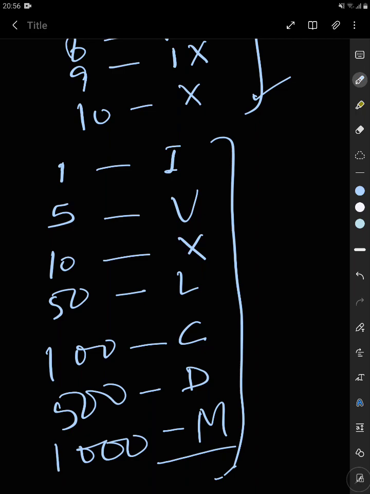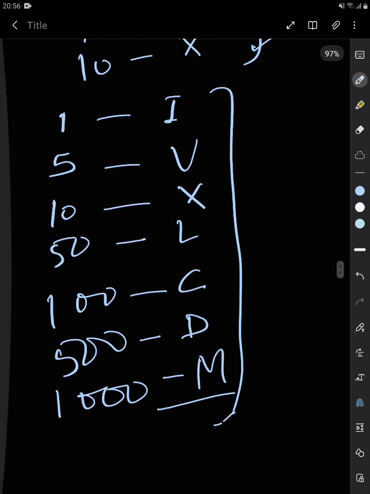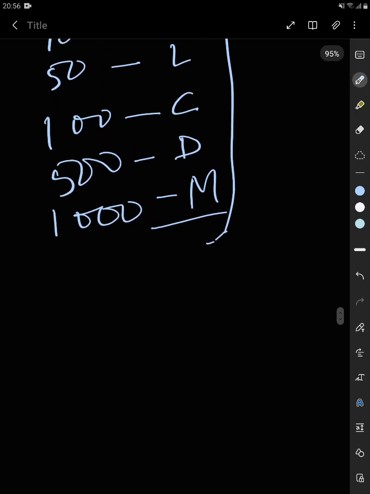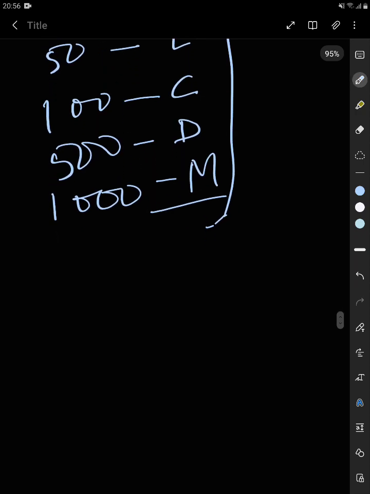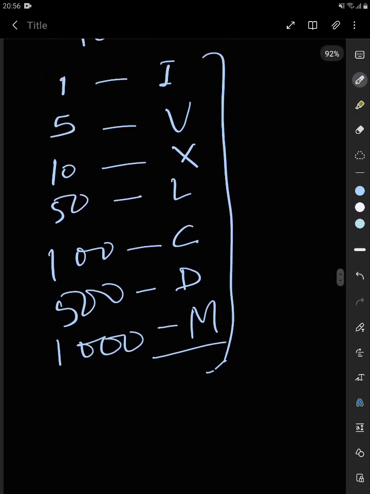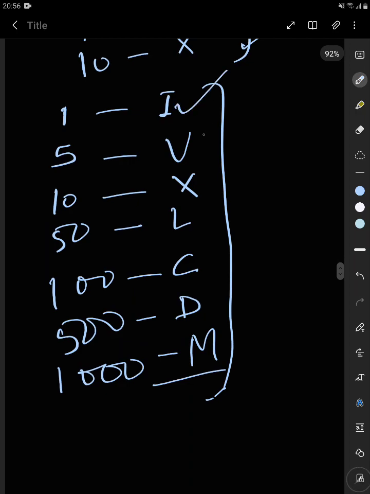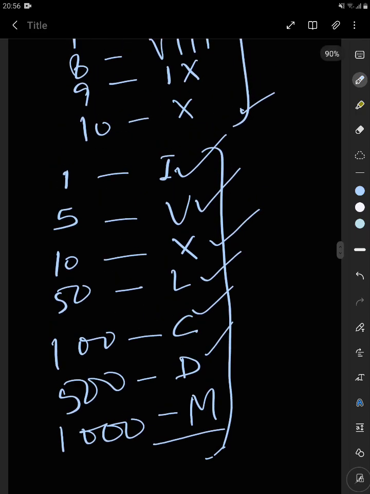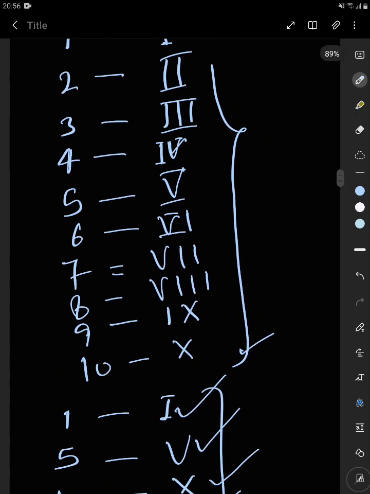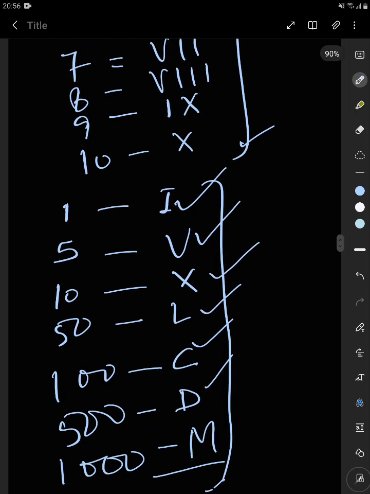We'll take some examples and show how to form normal numbers in Roman numbers. These symbols will be used everywhere. Here also only these symbols have been used. So we'll form those numbers like this only.